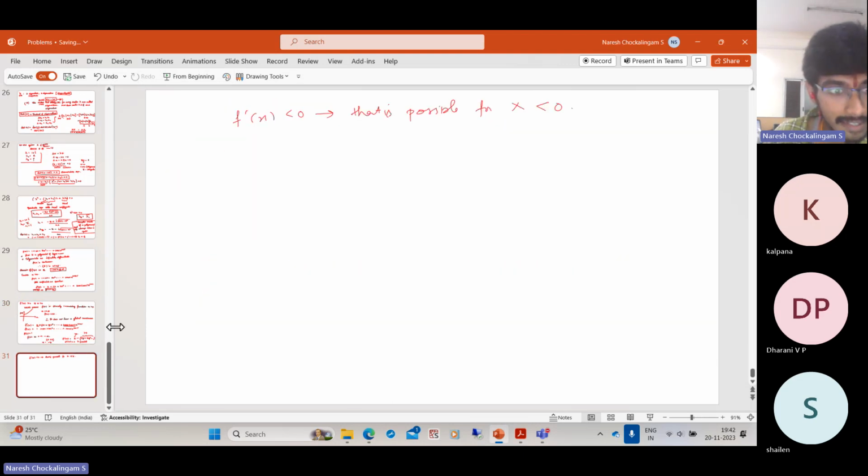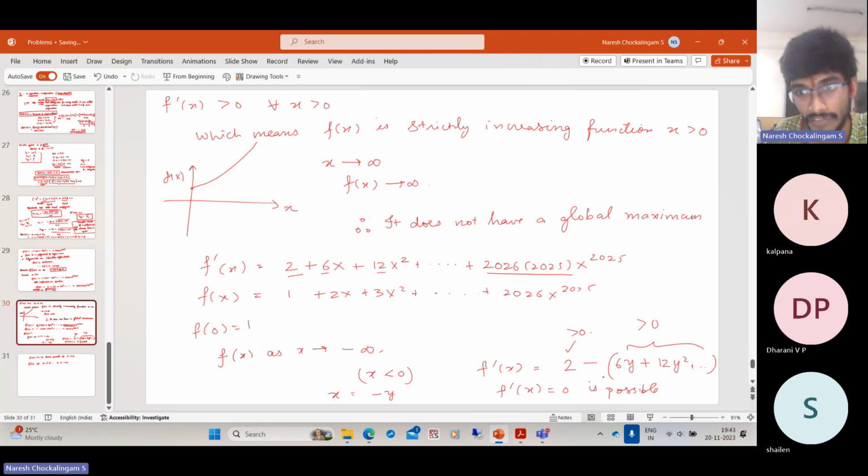Now consider f dash of x, as x is very, very large, and x is less than 0, extending to minus infinity. So as x tends to minus infinity, it means y tends to infinity, and this polynomial is unbounded. So this is a polynomial with all positive coefficients. So this is a very large positive value. Say x is minus 1000. In that case, y will be 1000. So this is like 6000 plus 12 into 1000 square and so on. So this is a very large negative value.